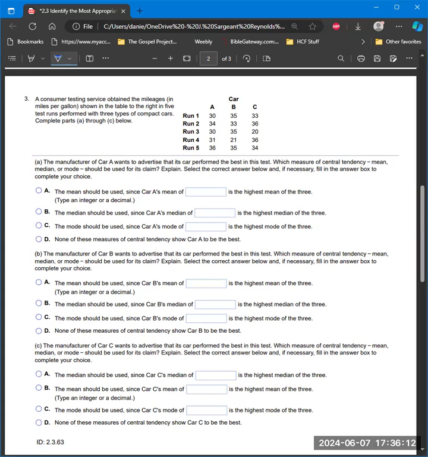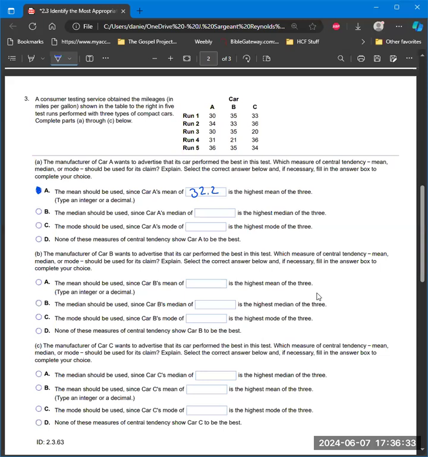All right, the mean should be used for advertising car A, because car A's mean was 32.2 and is the highest mean of the 3.